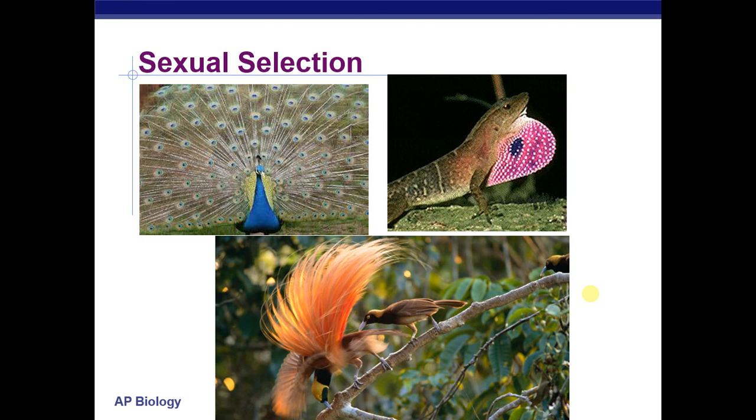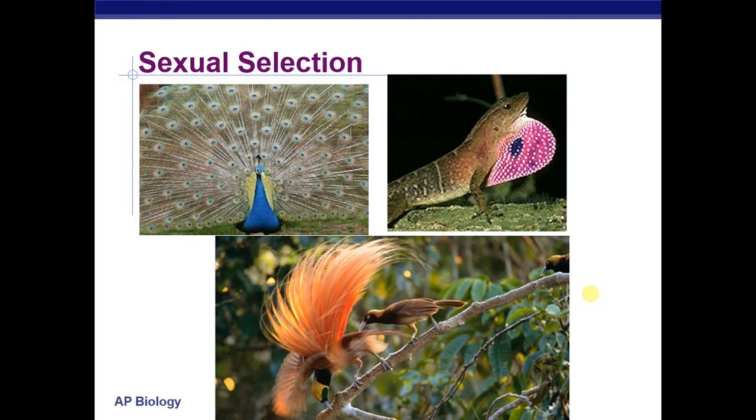All right, or if you look at the large throat pouch on a lizard or the really ornate plumage on these birds, these are traits that are selected for because they are viewed as aiding an organism in acquiring a mate. They are examples of sexual selection, and they could actually work counter to an organism's survival.